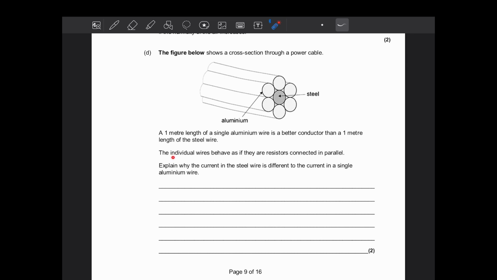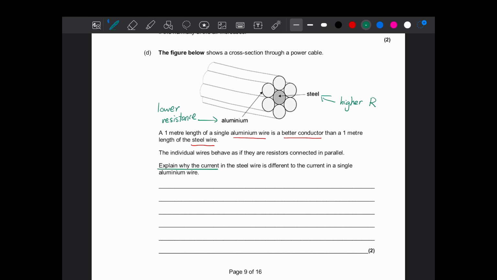Okay. Individual wires will behave as if they are connected in parallel. So think about all of these as being parallel resistors. The other important bit of information is they've told us aluminium is a better conductor than steel. So basically it has a lower resistance. It's helpful just to rewrite that information. Aluminium is a better conductor, so it has a lower resistance. Steel has a higher resistance. Explain why the current is different to that in a single aluminium wire.